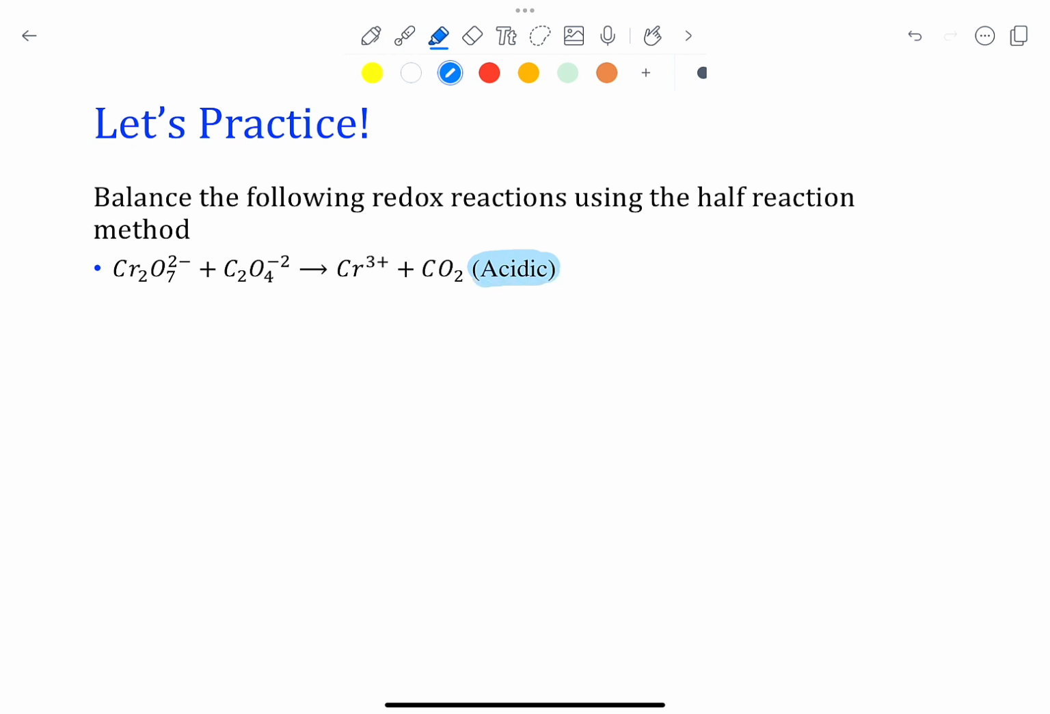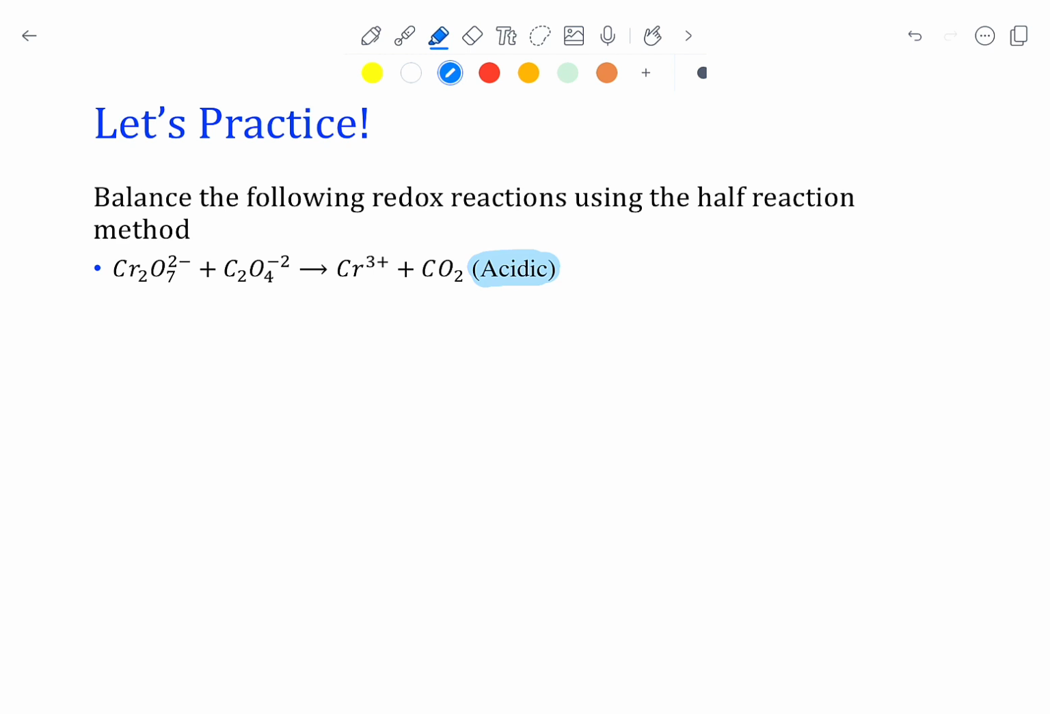So when you get to your homework, you're going to read the problem. It's either going to tell you that it's basic or acidic, or you're going to be given the total balanced chemical equation. You're either going to see an H plus or an OH minus, and that's what's going to tell you if it's acidic or basic, so you know which rules, which guidelines to follow, either the 7-step or the 9-step. So this one's acidic, so we only need our 7 steps.